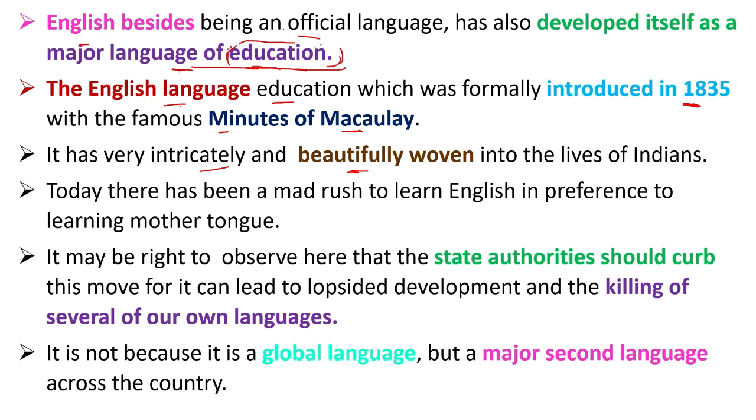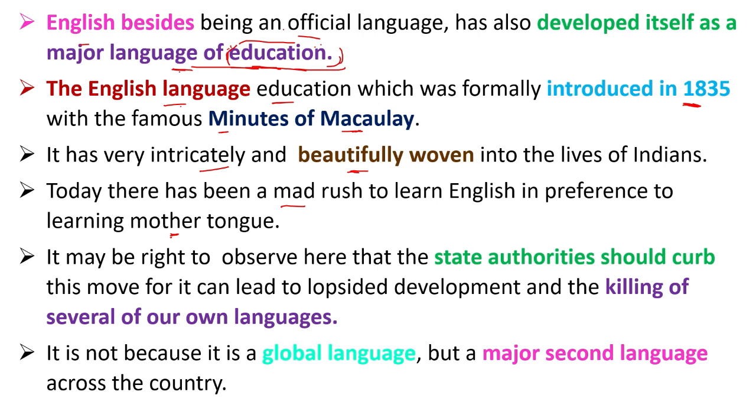Today, there has been a mad rush to learn English in preference to learning the mother tongue. Instead of looking into the mother tongue, we are caring about which language? The English language only. We are merely rushing to learn English. Otherwise, we are unable to survive nowadays, because English has become one of the working languages, a living language.